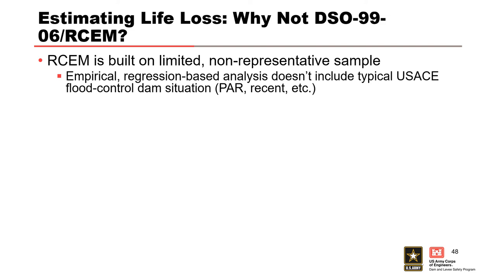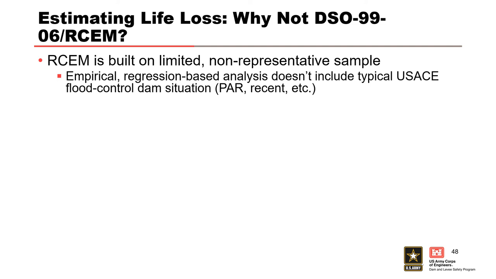It's built on a limited, non-representative sample. The RSM approach is an empirical approach that's looked at case histories and said, okay, this dam failure, this is how many people died from that dam failure. It lumps together a bunch of the important aspects of it. When we started this, we were saying, well, luckily, there haven't been a bunch of dam failures in the past that are similar to a typical Army Corps of Engineers dam, where a lot of ours have large populations right downstream because a lot of ours are flood control dams, right? And we haven't seen a lot of those. So using an empirical approach doesn't make any sense if the data that's built on isn't representative of what you're trying to estimate.